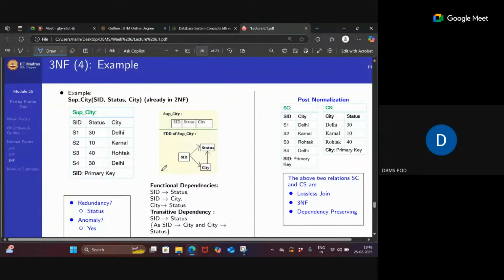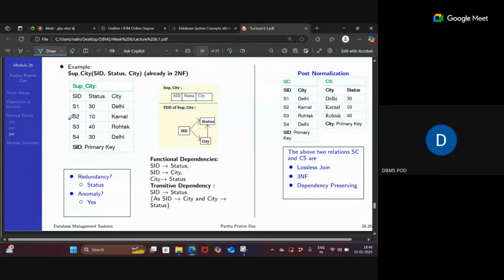Okay, this is an example. Here you can see the supplier city relation has supplier ID, status, city. What FDs are true for this relation? SID determines status, and SID determines city, is true because SID is the primary key. And will status determine anything? You can see city: for Delhi it is 30, for Delhi it is 30. So yes, city determines status is also true.